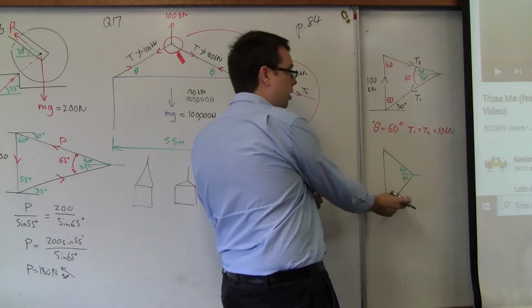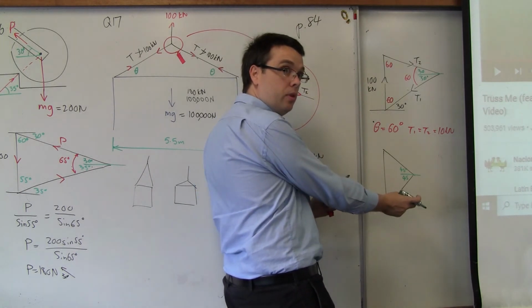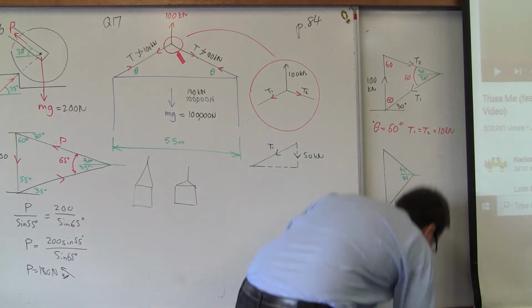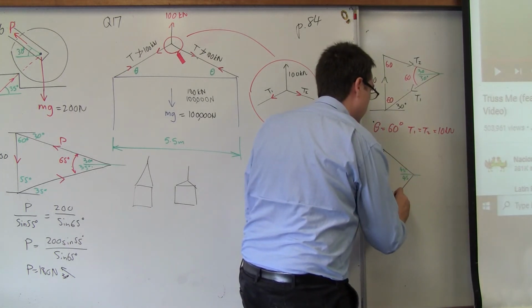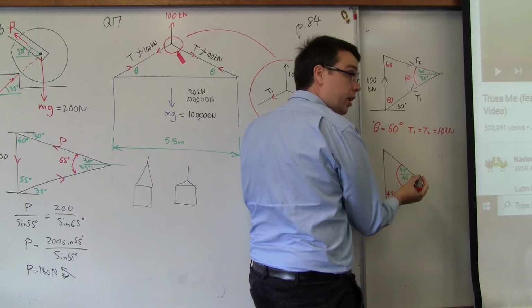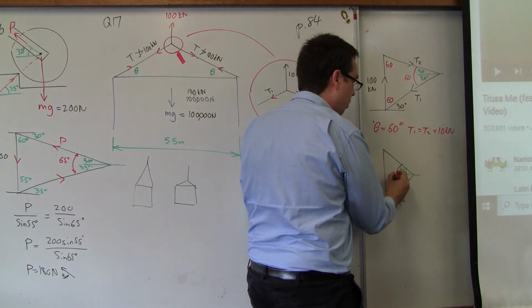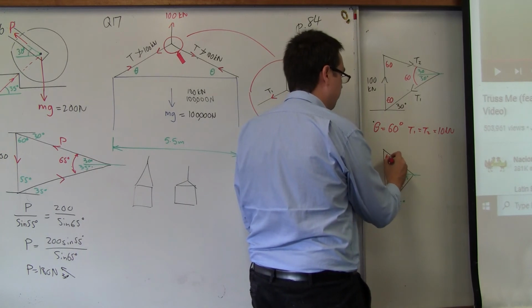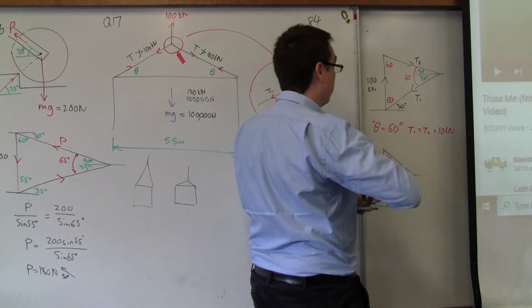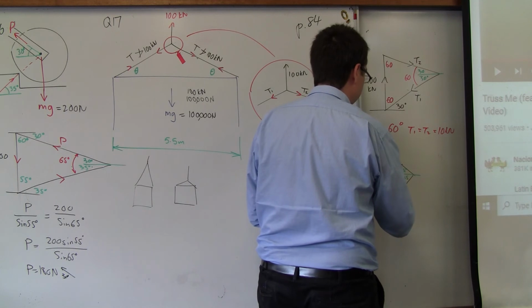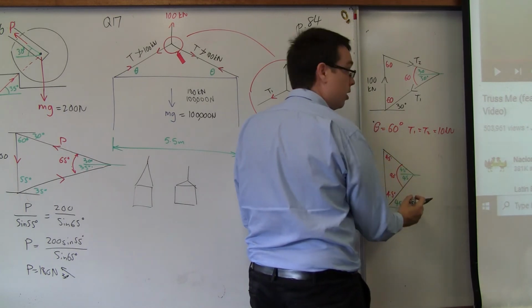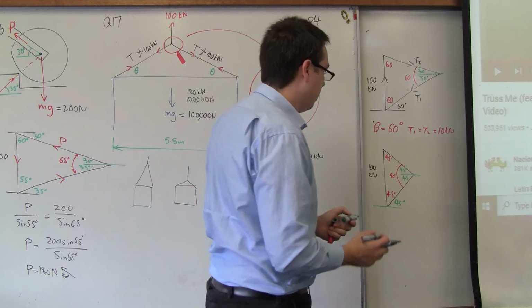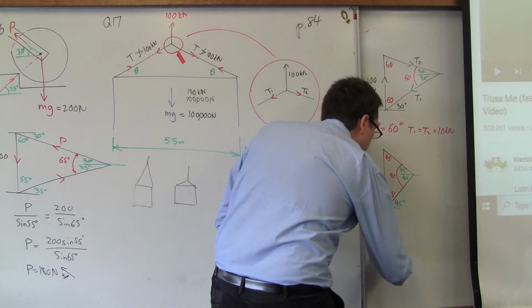Okay, this angle is at 45 degrees. This angle is at 45 degrees. So that means the interior angle is also 45 degrees. This here is going to be 90 degrees, or a right angle. And this one here is going to be 45 degrees. So if this is 100 kilonewtons, well, what's this going to be? 90 over sine 100. Okay.